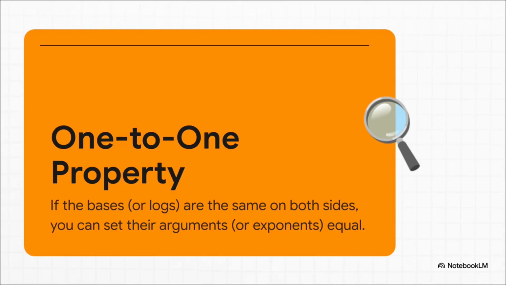Okay, now this next tool, this is the master key. It's called the one-to-one property, and honestly, it feels like a magic trick. It is such a great shortcut. If you've got an equation and you can get the bases to match on both sides of that equal sign, you can just drop them, ignore them, and solve what's left. It just cleans up the entire problem so nicely.